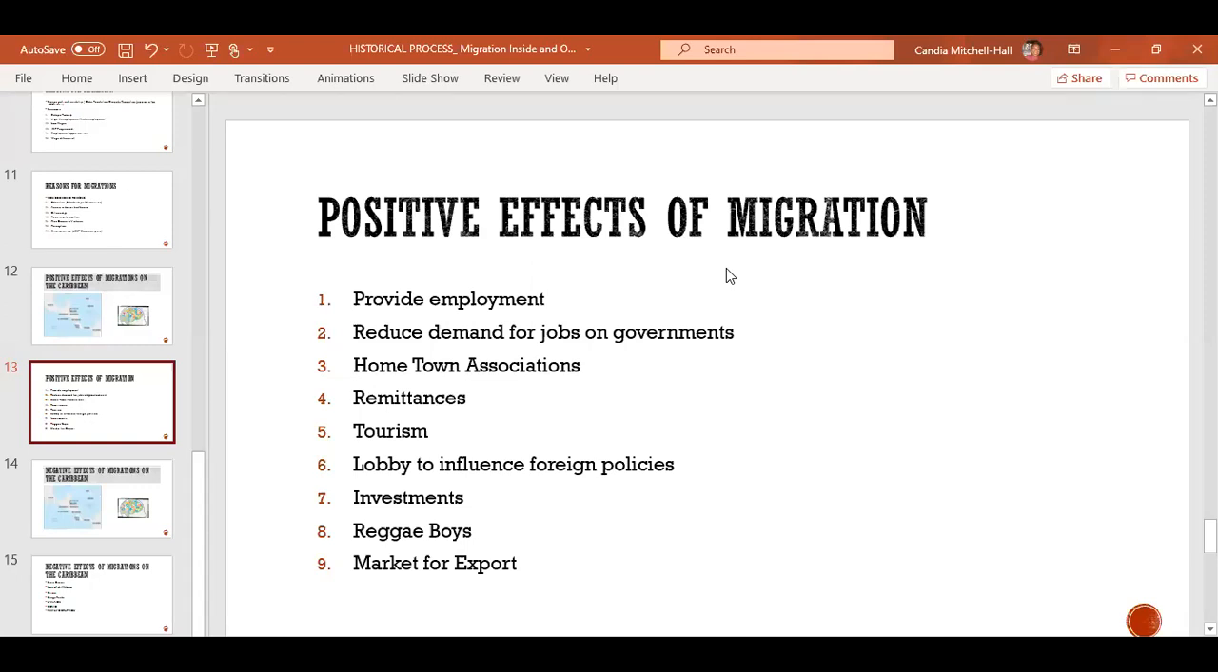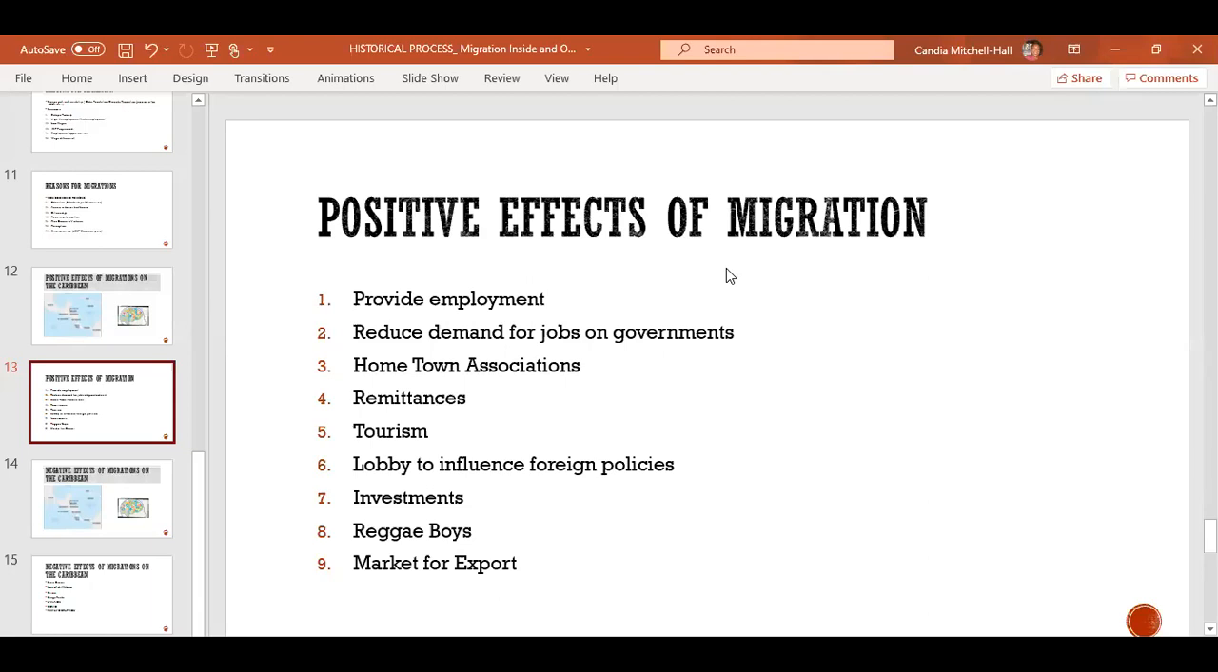Once people migrate, they help the host country and the country of origin by lobbying on behalf of those countries. Investment: people live abroad, leave the Caribbean, go abroad, then come back to the Caribbean, open up stores, build plazas, factories, all of these different things, and a market for export.